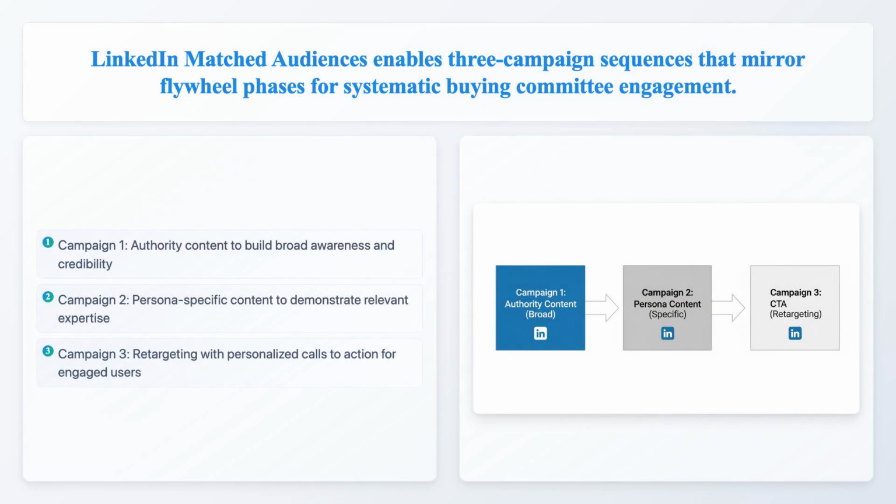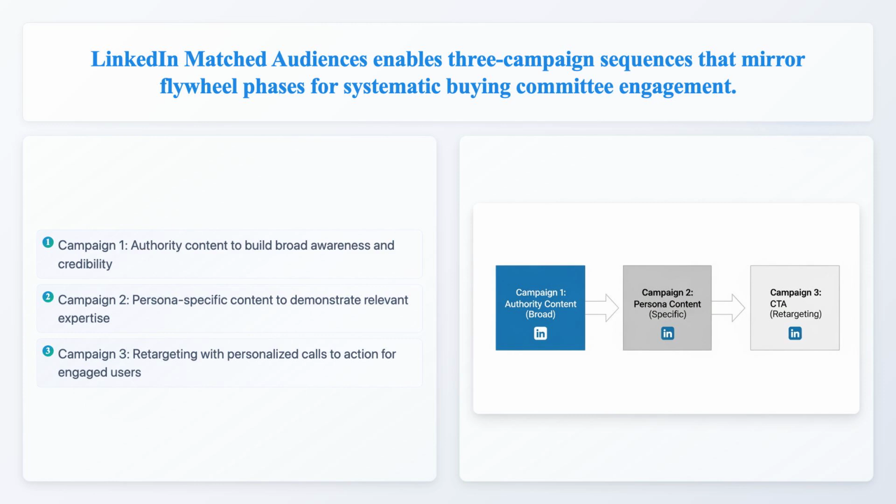LinkedIn's Matched Audiences feature is your most powerful ABM tool. Upload your list of target companies and specific contacts to create custom audiences for highly targeted campaigns. Design a 3-campaign sequence. Campaign 1 promotes your authority content to build awareness, your state of carbon compliance report, or comprehensive regulatory guides. Target this broadly to all personas at your target accounts to establish credibility.